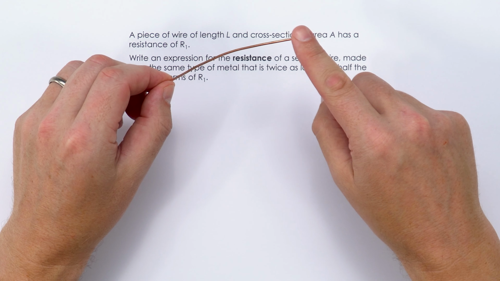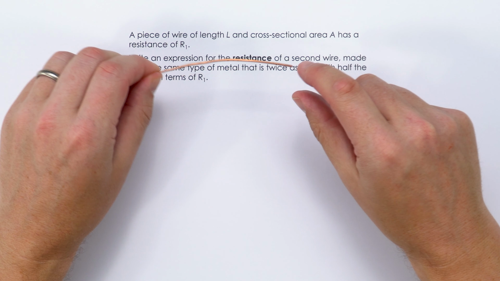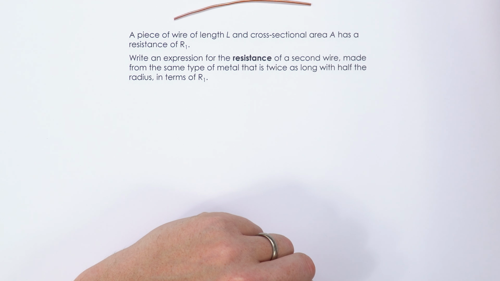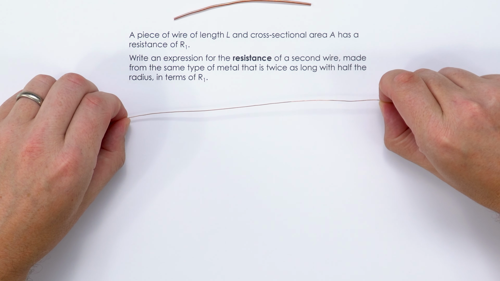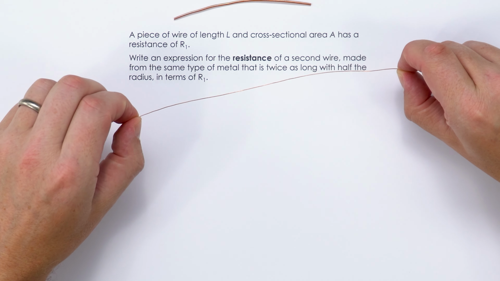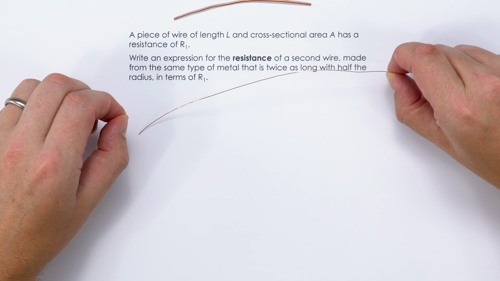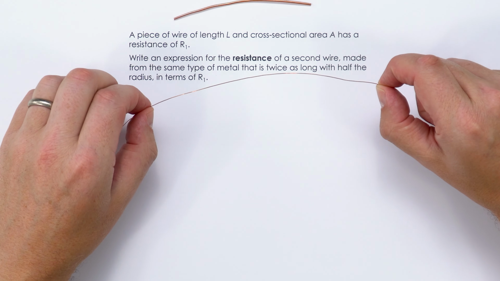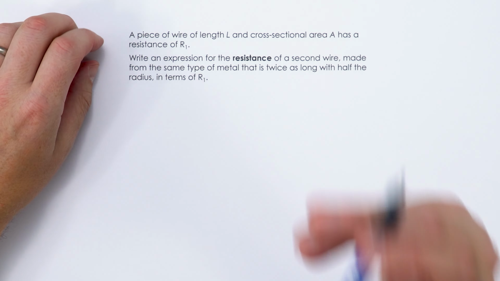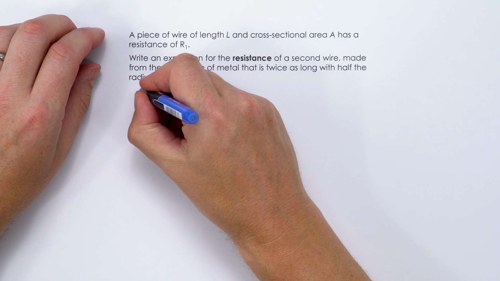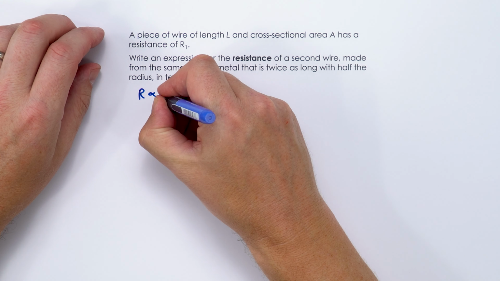It's got a certain length L, a certain cross-sectional area, and it's got a resistance of R1. And the question really is, if you had a second wire that's twice as long, but it's got half the radius, but it's made out of the same type of metal, what would its resistance be in terms of the resistance of this wire? So the information we need to know is that the resistance is going to be proportional to the length of that wire. So something twice as long would have twice the resistance.